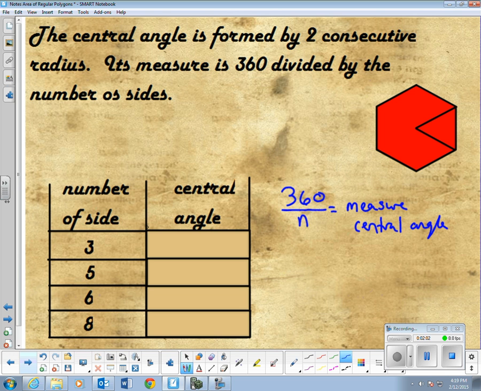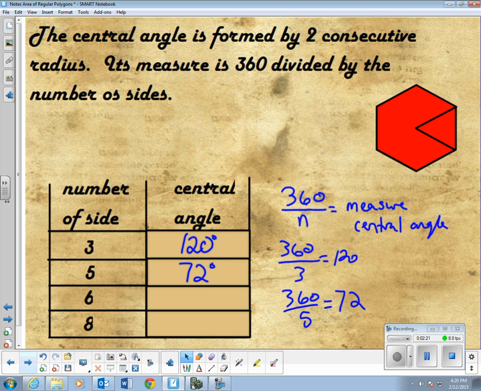If for this first one we take 360 divided by 3, that means the central angle is 120 degrees here. Then we take 360 divided by 5, and we get 72 degrees for this one. You'll want to do the other two and have the central angles for those two in your notes. You can pause the video, and start back up when you're ready to move on.